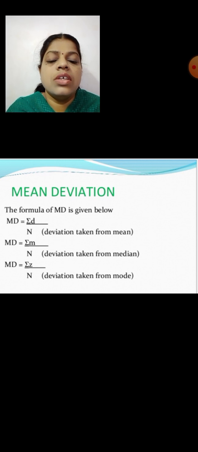So children, after calculating the different measures of averages such as mean, median and mode, these are the formulas to find the mean deviations from the different measures of averages. So children, I hope this session on the explanation of mean deviation is precise for you.